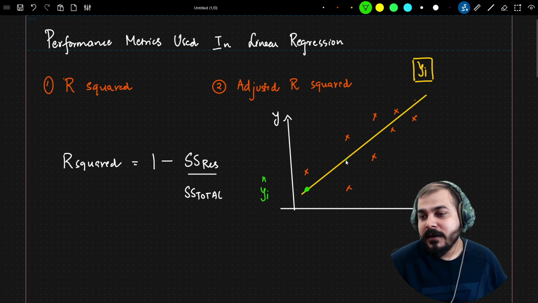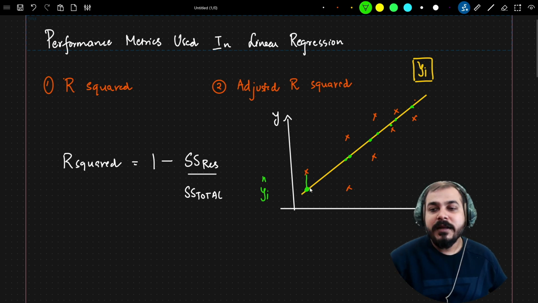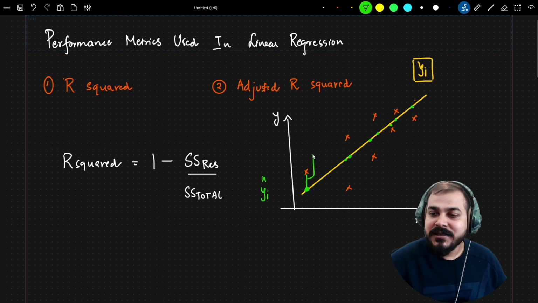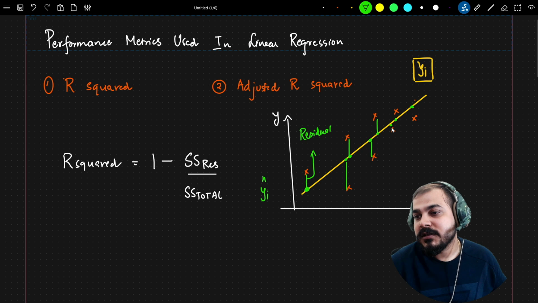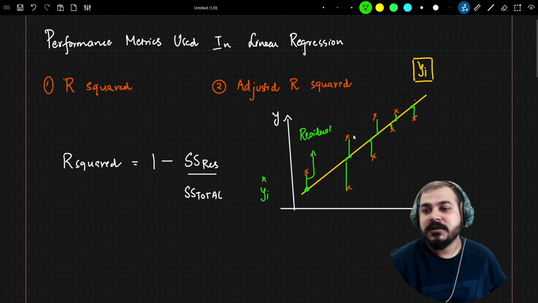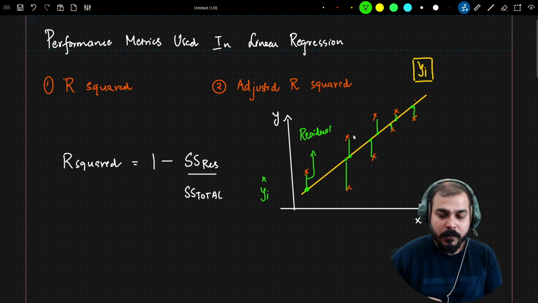So this is my predicted point, and this, and this. I'm just drawing all my predicted points. Now, whenever I find the difference between them, this is basically my residual, or error. If I find this particular distance, this distance, this is the residual.